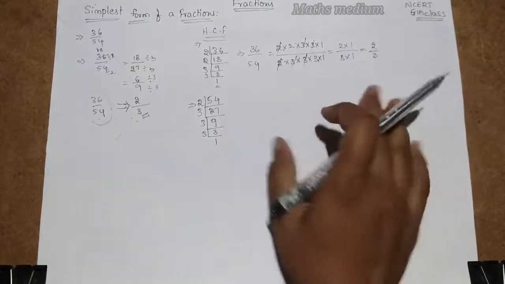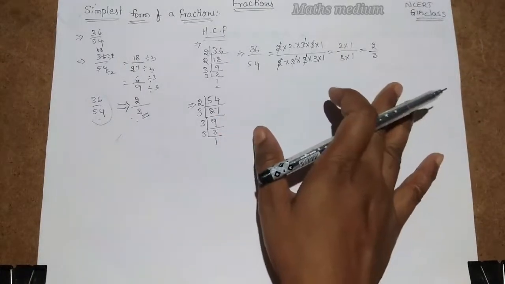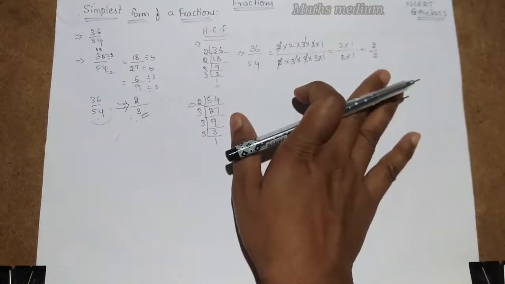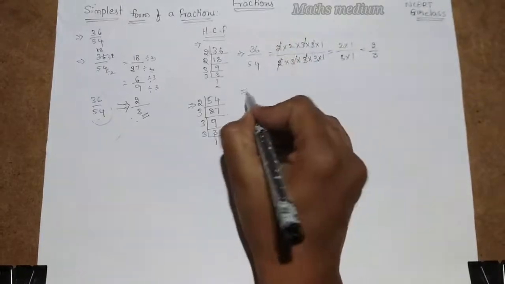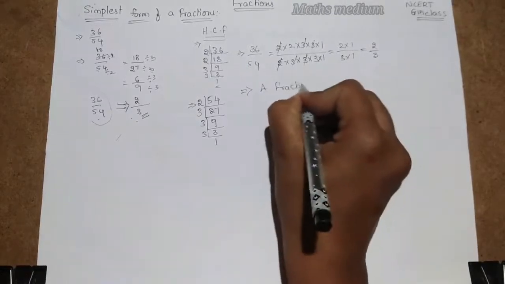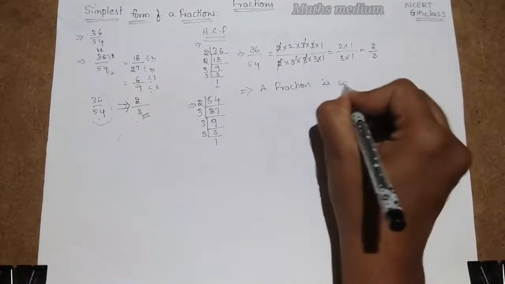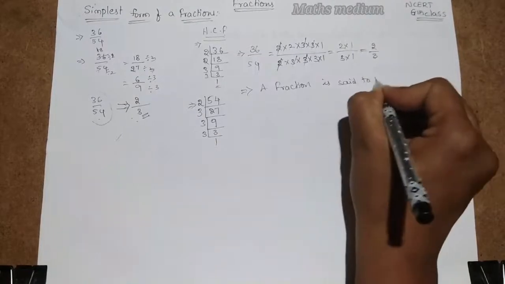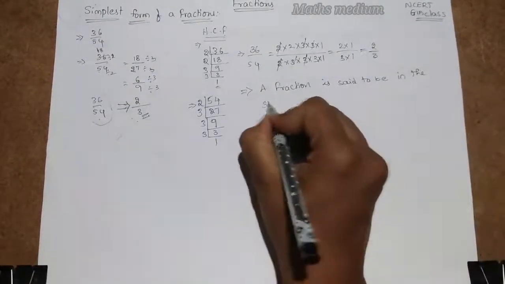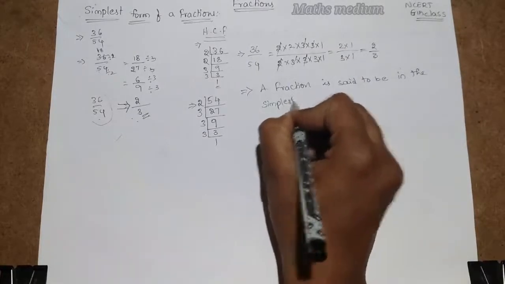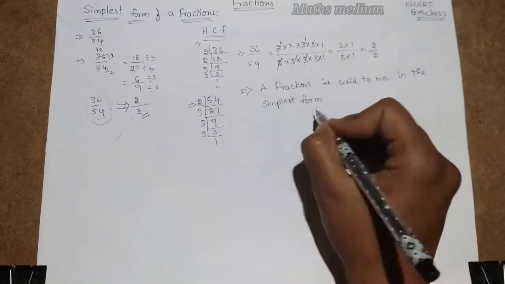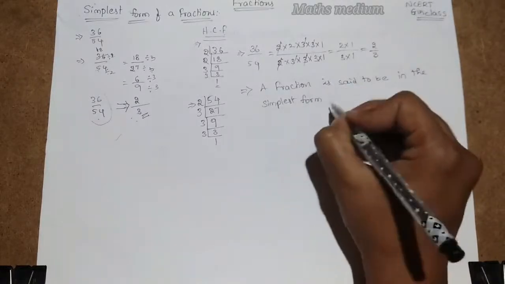See here, this is the easiest way to show the simplest form of a fraction. I think you get the understanding about the simplest form. The simplest form of a fraction is nothing but a fraction said to be in the simplest form. Simplest form is nothing but reducing it to the lowest form.